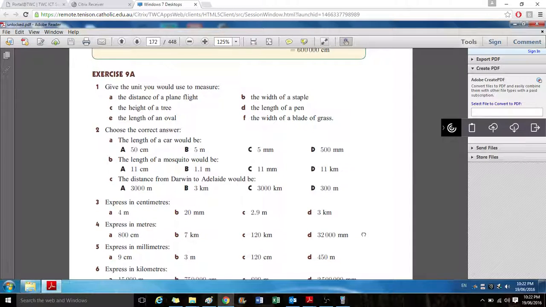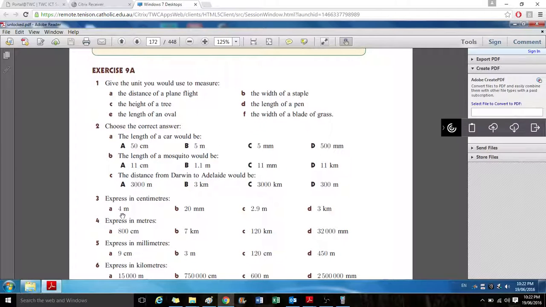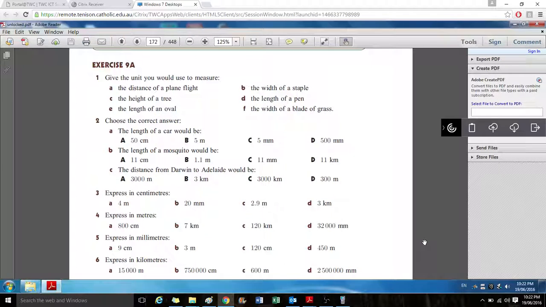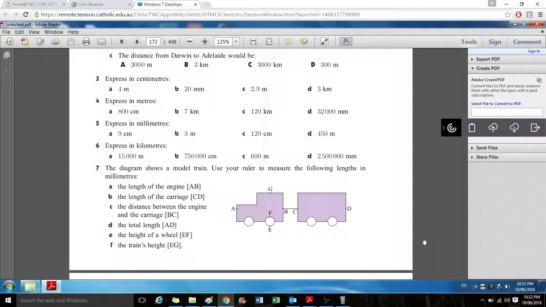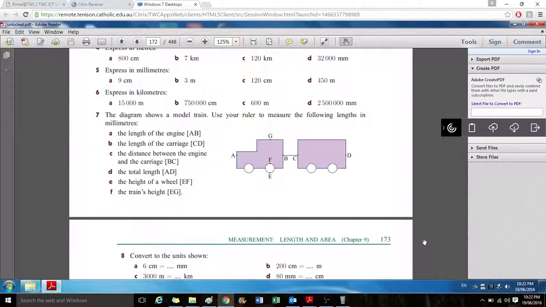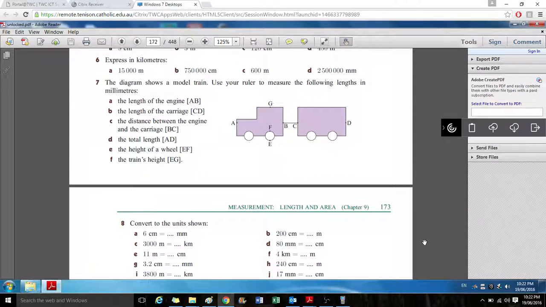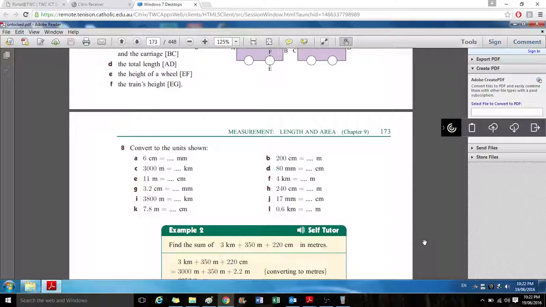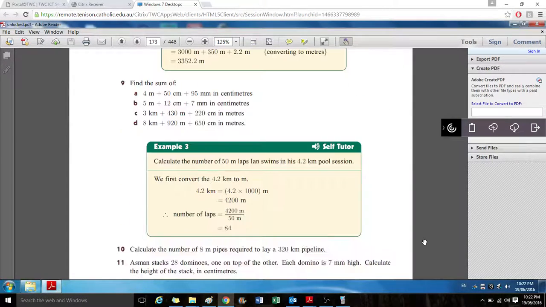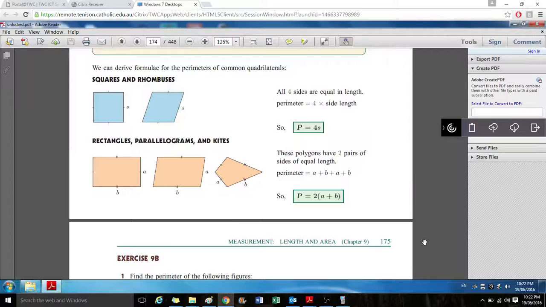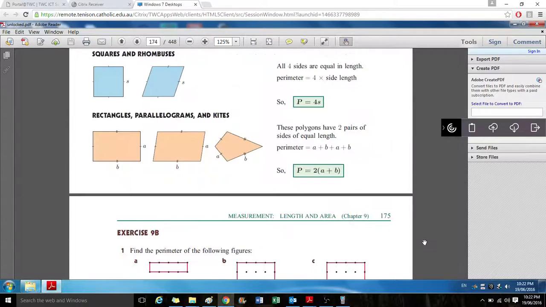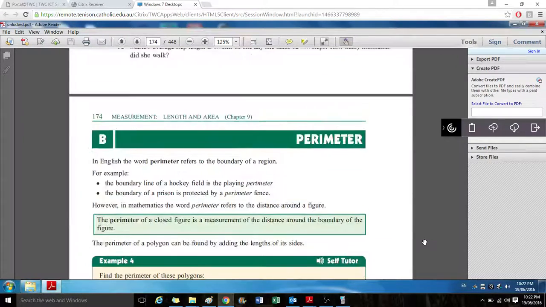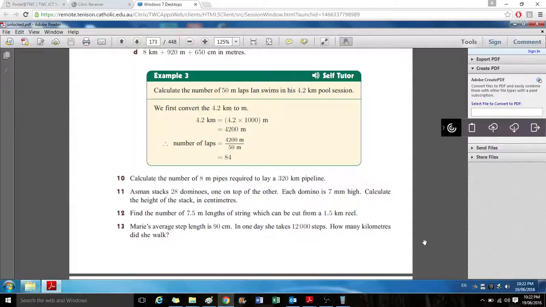Questions 3, 4 and 5, you're just converting: converting 4 meters to centimeters, converting 800 centimeters into meters. Then we get to use our ruler, measure some distances, some more conversions, and then what we have here are some worded problems.